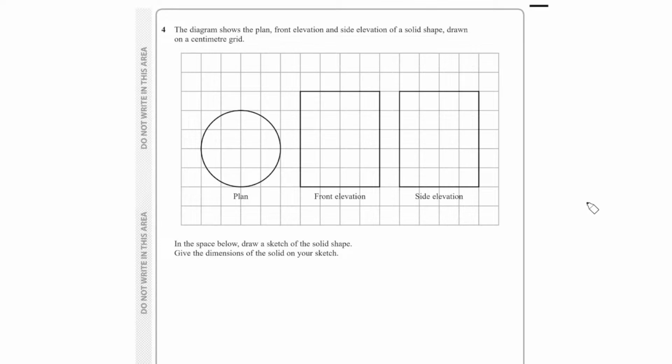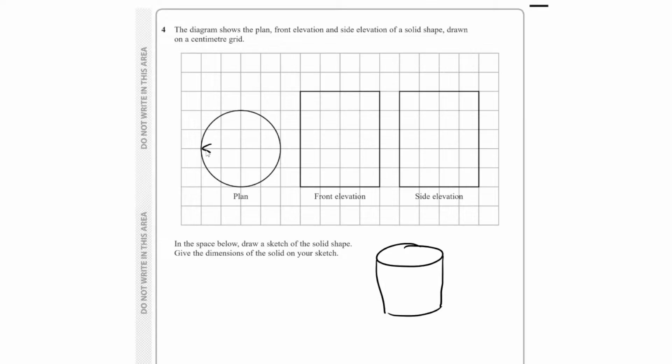The diagram shows the plan, front elevation and side elevation for a solid shape. Draw on a centimetre grid. So in the space below, sketch the shape. The plan is like the bird's eye view, and then the front and side elevation is if you're stood in front of it, stood at the side of it, just looking at it. So this should be a cylinder, as you've said in the comments. So you would just draw a cylinder, but you do have to put the dimensions.